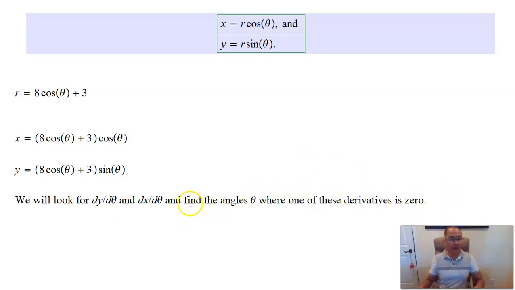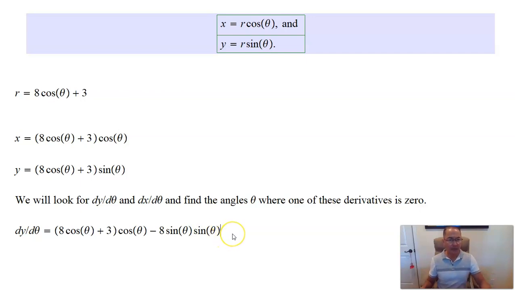Okay, so what is dy by d theta? We will need the product rule, and I don't think we need the chain rule. Okay, so keep the first factor, multiply by the derivative of the second factor sine theta, which is cosine theta, so I will copy that. And then plus the derivative of this factor, so that's negative 8 sine theta, so I'll turn that into minus 8 sine theta. And copy the second factor.